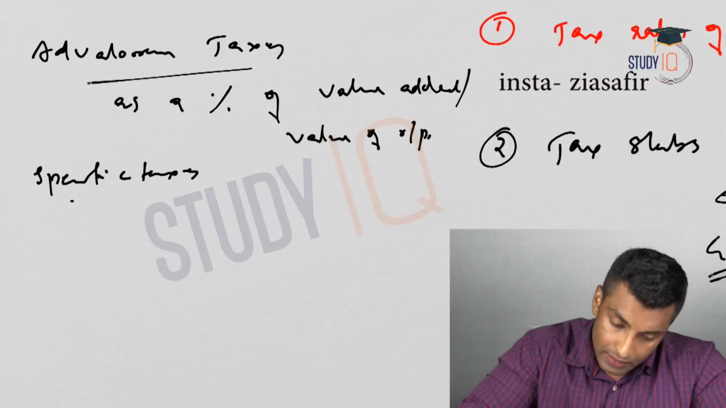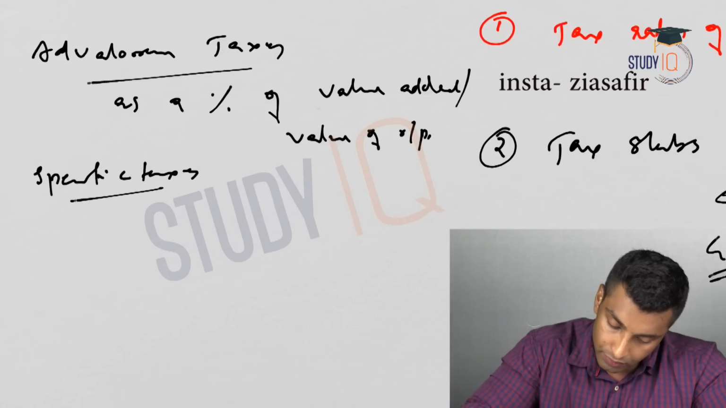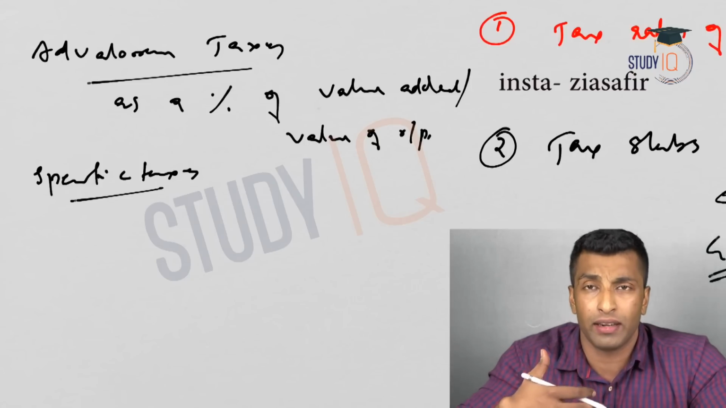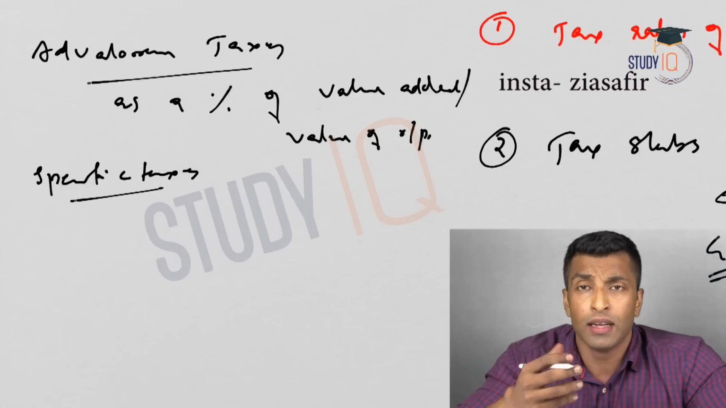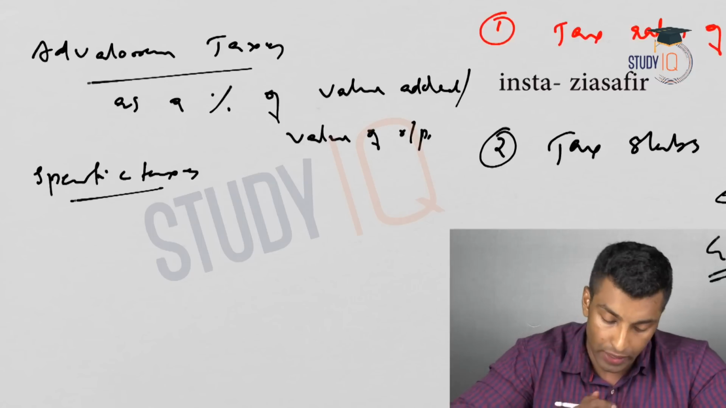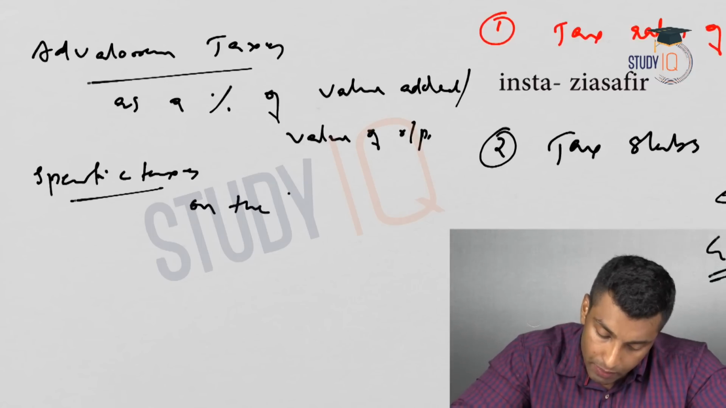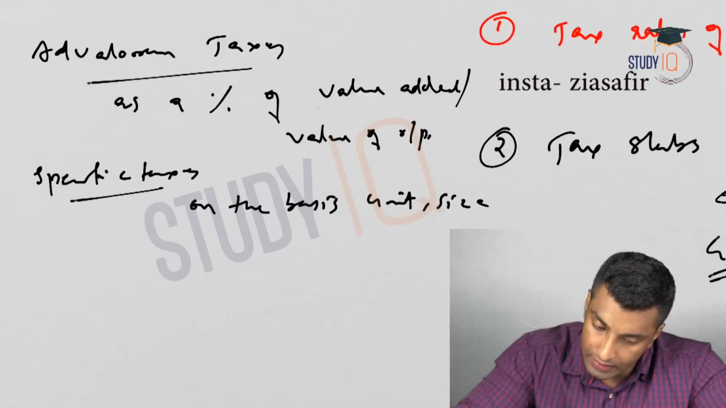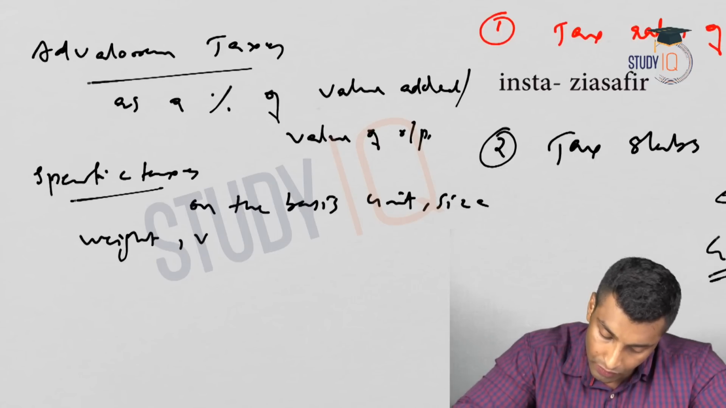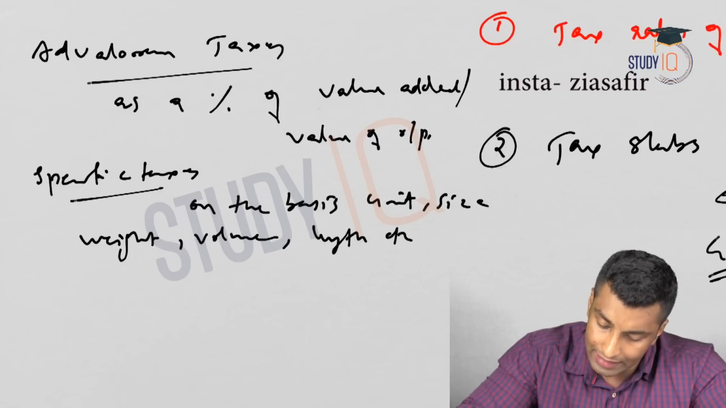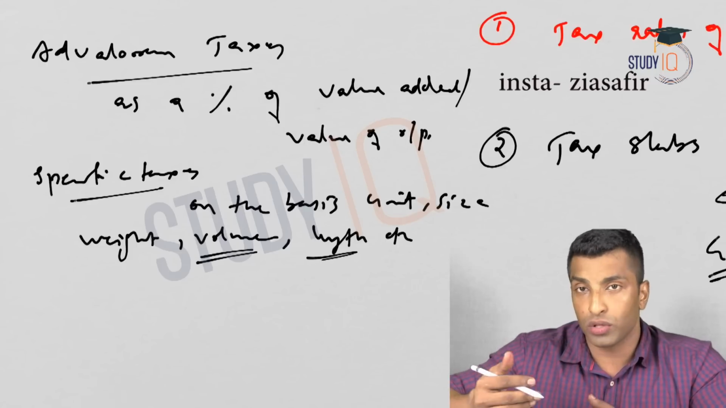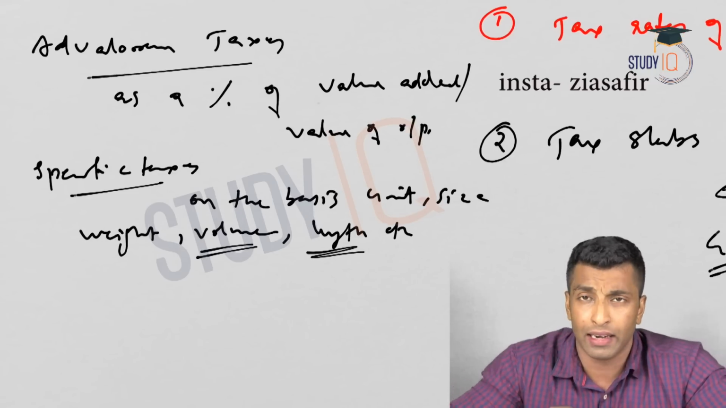Then what about specific taxes? It is actually imposed on the basis of the unit size, length, in terms of meters, in terms of liters. So it is based on certain units. Imposed on the basis of unit size, weight, volume, length, etc. For example, petroleum products in terms of liters, volume, and cloth in terms of meters, so length, like that.